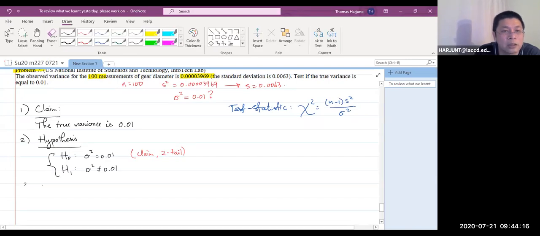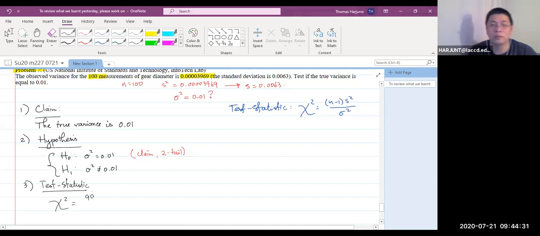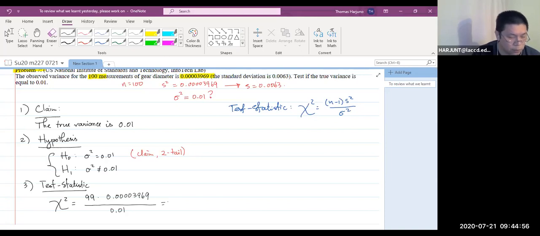Step 3, test statistic. Chi-squared equals n minus 1, that's 99, times the sample variance, that's 0.00003969. Oh, a very small sample variance, over the population variance 0.01. 99 times 0.00003969 over 0.01. I get 0.39293. It's very, very small.